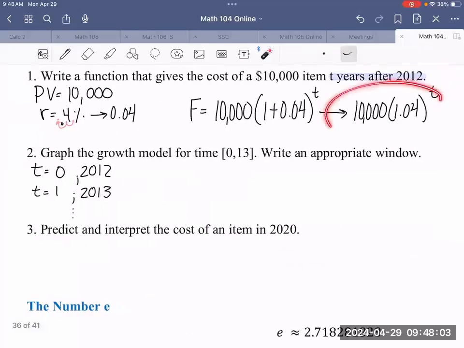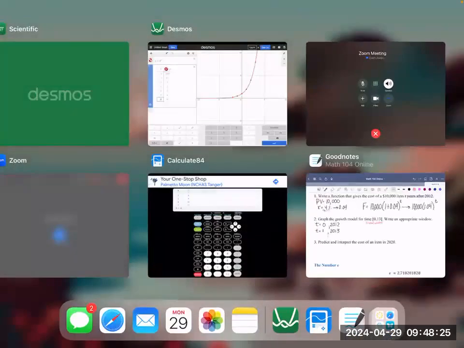So let's plug this into your calculator and find a good window. They also tell us your window here for time. So this is your X value window. And we can find a much better window. So let's use, let's do this one.